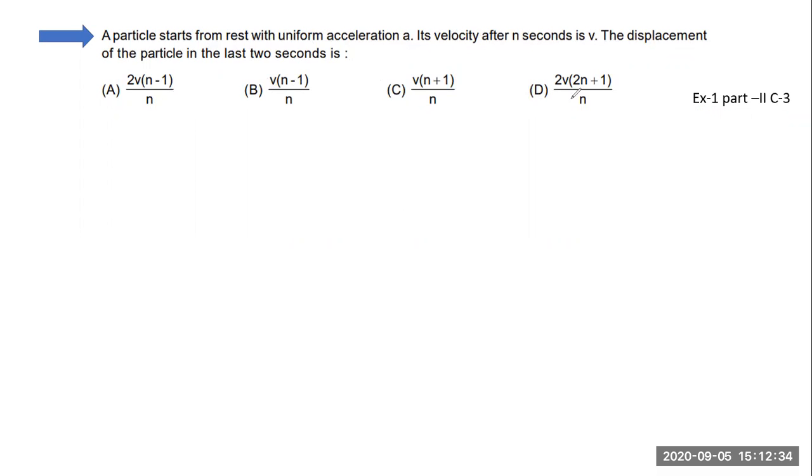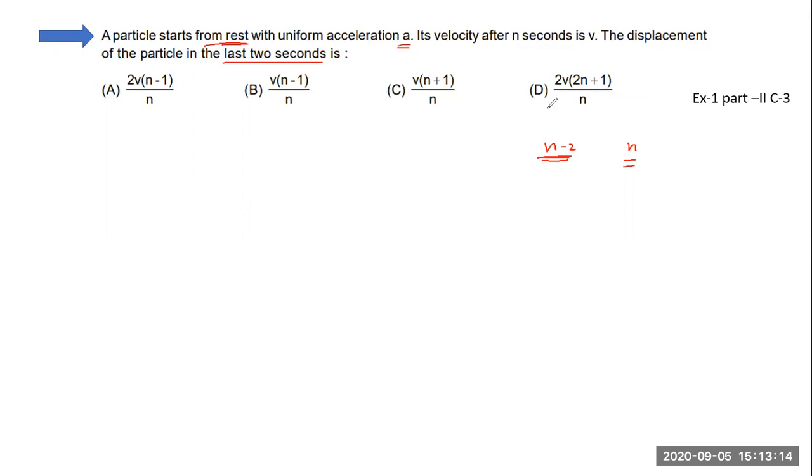So we see, things are given in just v, and there's no a. So whatever we finally get, we have to express it in terms of v. Okay, so we know the particle starts from rest, so the initial velocity is 0. We have to find the displacement in the last 2 seconds. Last 2 seconds means from n minus 2 to n, right? So at n seconds where the particle was, and at n minus 2 where the particle was. The difference between these positions will give me the displacement of the particle in the last 2 seconds.